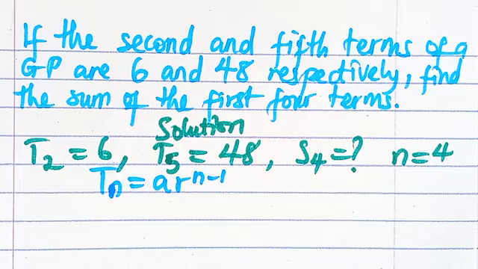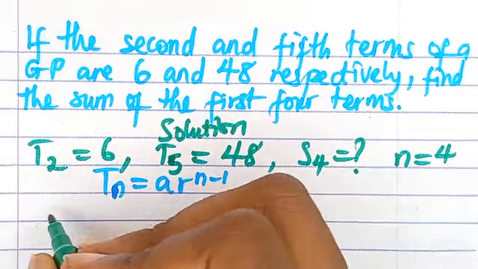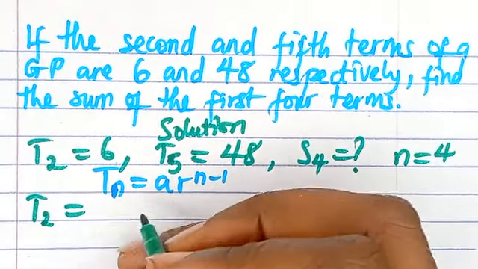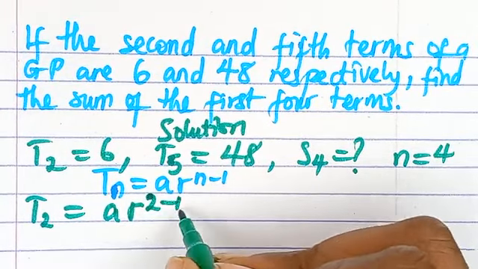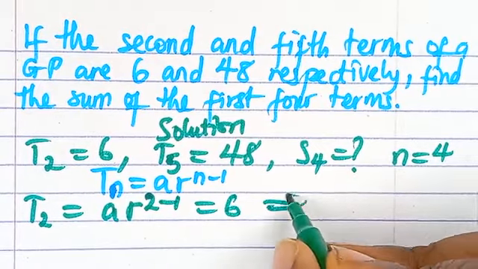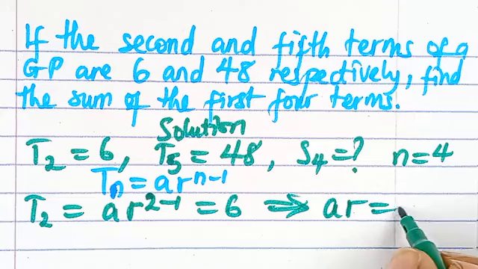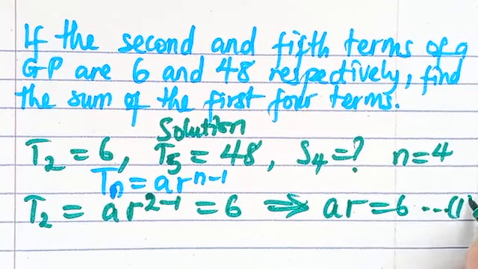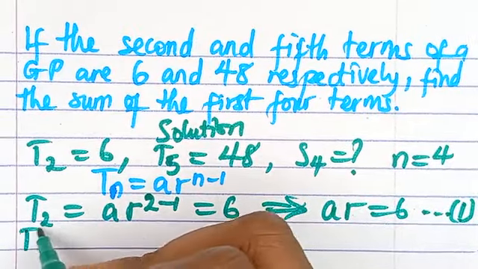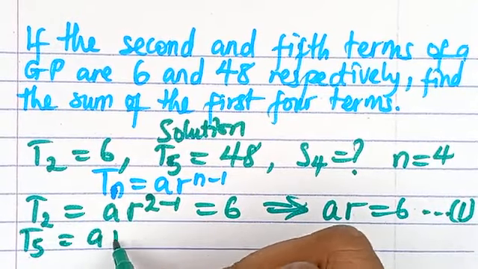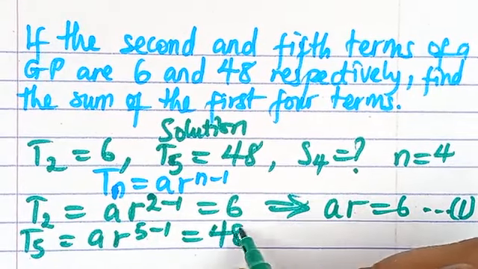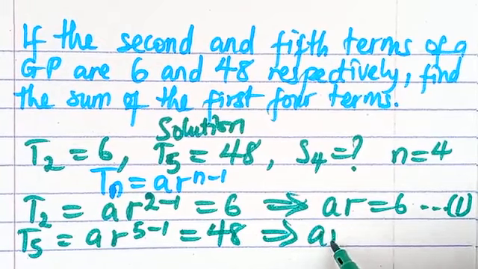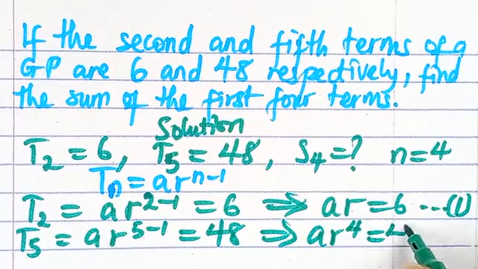And we got equations for the second term and the fifth term. T number 2 is equal to AR, where n is 2 minus 1, and it is equal to 6. This gives us AR is equal to 6. This is our equation 1. We have T number 5 is equal to AR to the 5 minus 1, and it's equal to 48. So this gives us AR raised to power 4 is equal to 48.